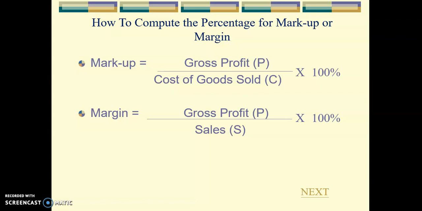Similarly, if you are not given the percentage for your margin, you can also calculate that. How can you go about calculating that? You can calculate it by taking your gross profit that is given to you, divided by your sales or the selling price that is given to you, and then multiply by 100, and that will give you your percentage margin.